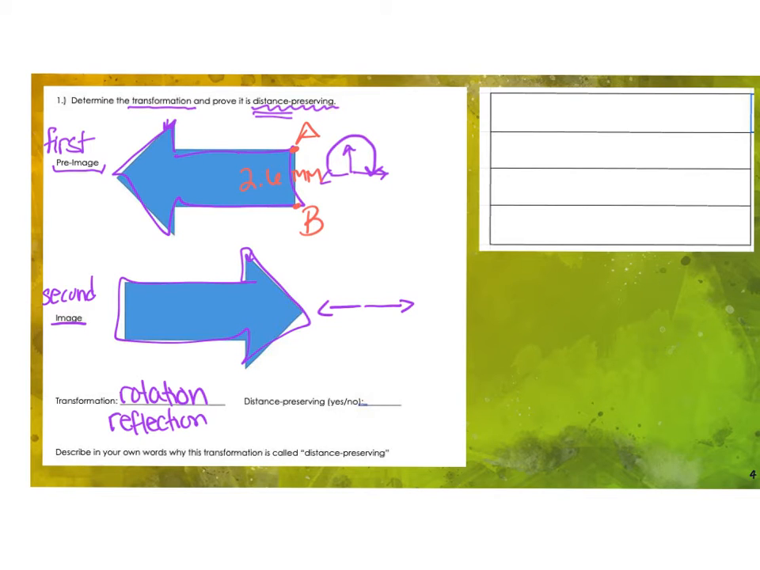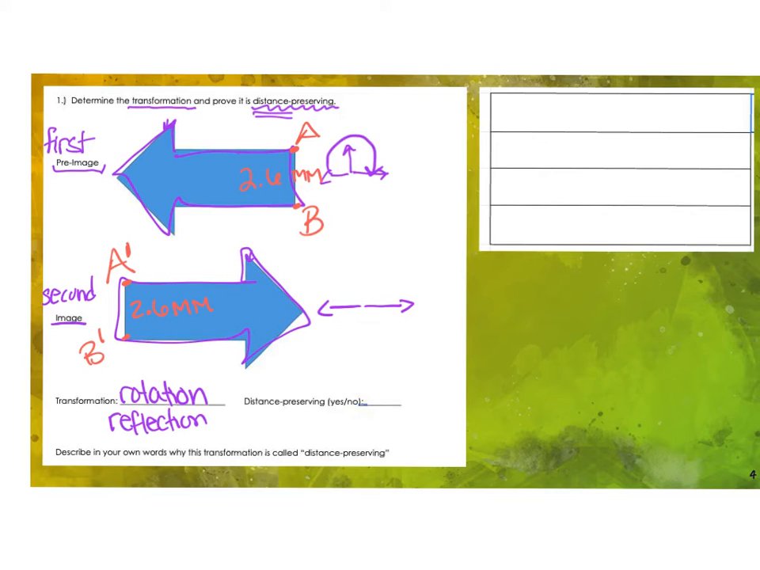Now that's on the pre-image. I need to measure the same distance on the image to see if it's the same. So I come down here, I call this A prime. Prime lets you know it's the second or the image, and B prime. So I measure it again with my protractor and it is exactly the same, 2.6 millimeters. So since I measured one area on my pre-image and I measured that same area on the image and I got the same distance, this is distance preserving, okay?